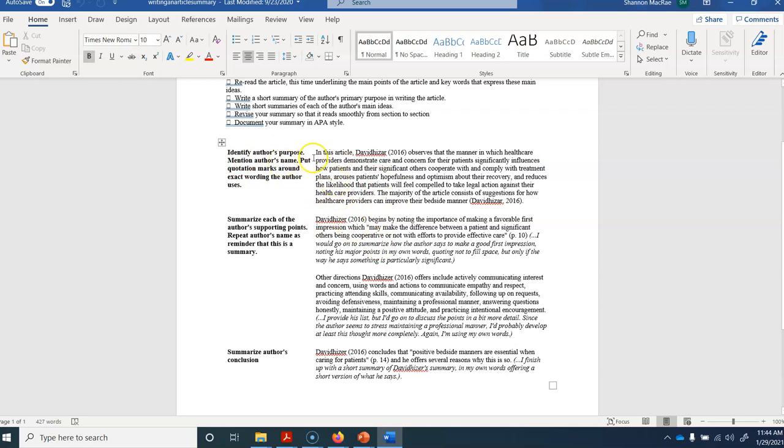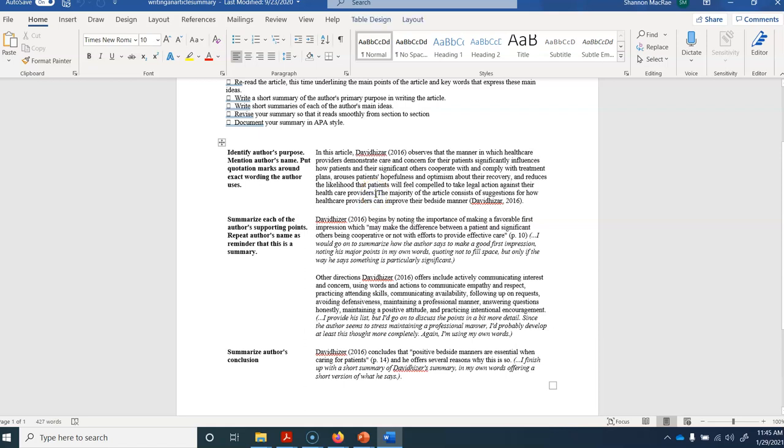So this first part, this author has identified the author's purpose. They also mention the author's name, and they identify what the main idea of the article is. So if you take a look, it's written: in this article, Hazar, which is the last name of the author, 2016, observes that the manner in which healthcare providers demonstrate care and concern for their patients significantly influences how patients and their significant others cooperate with and comply with treatment plans, arouses patients' hopefulness and optimism about their recovery, and reduces the likelihood that patients will feel compelled to take legal action against their healthcare providers.